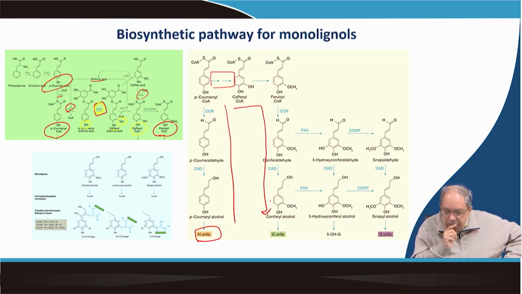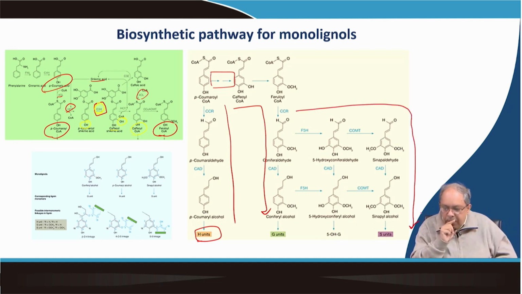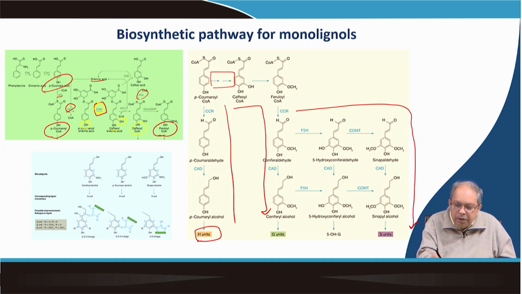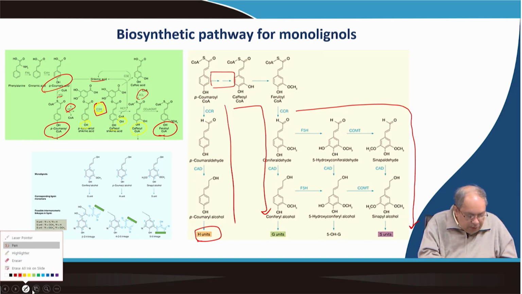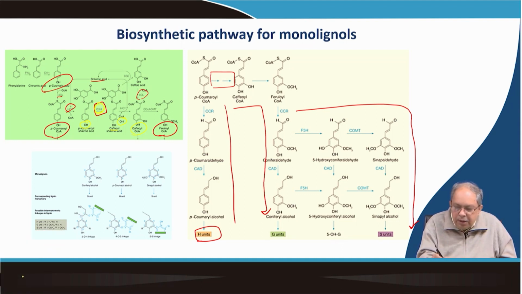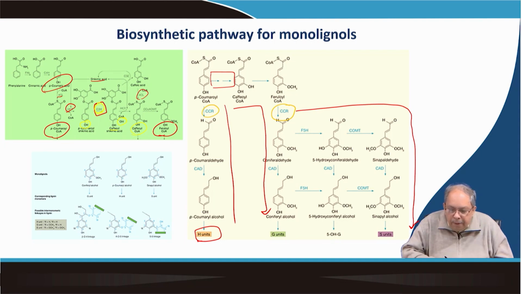Okay. And the S unit is basically moving in this way. That means the sinapaldehyde, coniferaldehyde, para-coumaraldehyde, how are they formed? It is formed from para-coumaroyl CoA. Coniferaldehyde, how is it formed? It is formed from feruloyl CoA, and the enzymes that catalyze those reactions are CCR, cinnamoyl CoA reductase, a generic name. Okay.